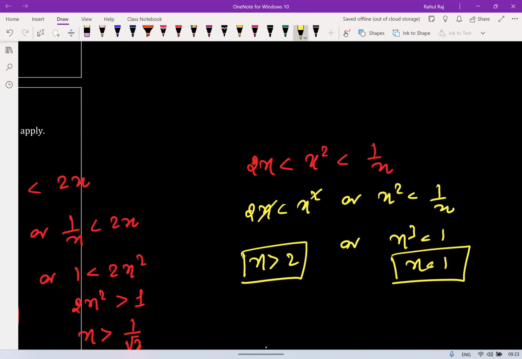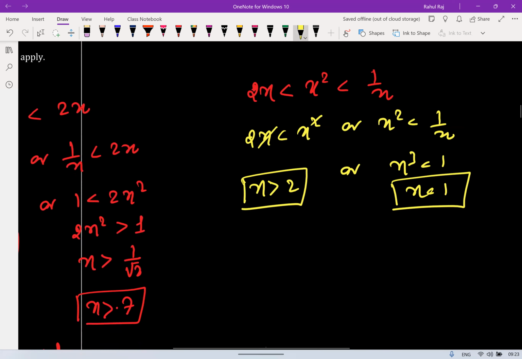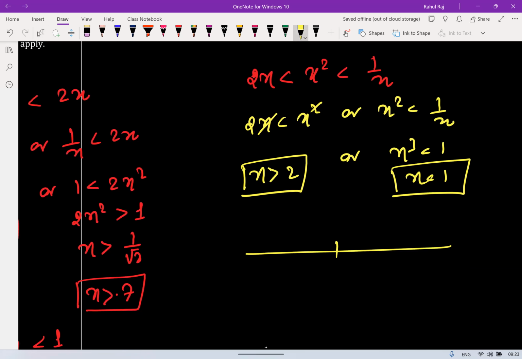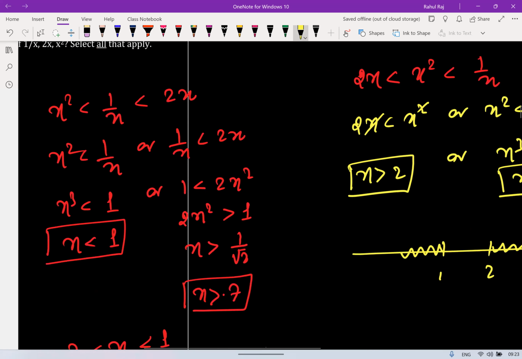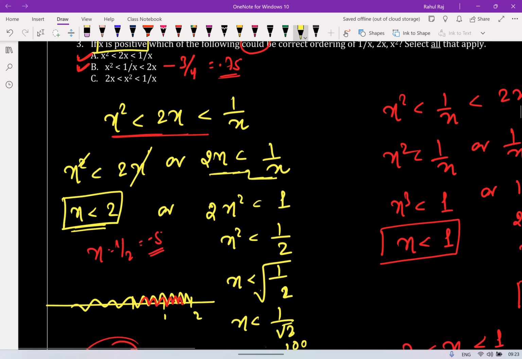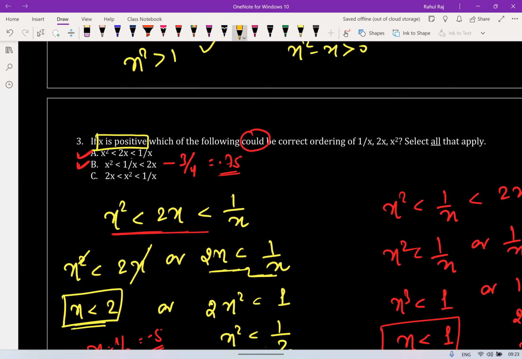Do you really feel, Alexa, is there any common value that exists? X is greater than 2 and x is less than 1. No, because they won't meet. This is 2, x is greater than 2, x less than 1. There is no common value at all, right? That there exists no value of x for which option number C will suffice. So according to you, when it says select all, you'll have to select option A and B.